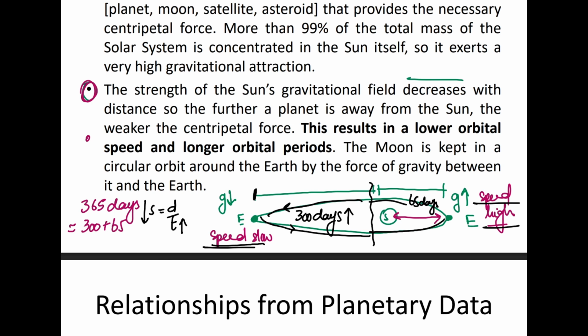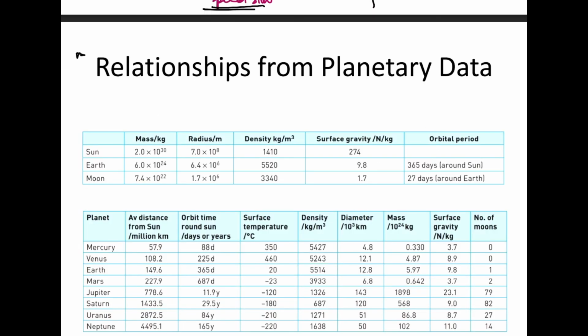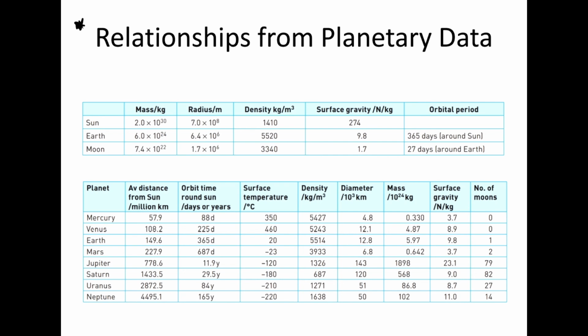So that is all for today. From tomorrow, we're going to start with relationships from planetary data. We have this data from planets: what's their radius, what's their orbit time, what's their speed, surface temperatures, density, and so on. You will also be given these values in the examination, right? And based on those values, what conclusions we are supposed to draw is going to be a part of your course, right? This is what we're going to discuss tomorrow.